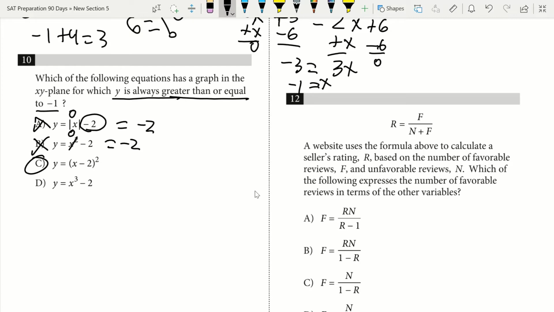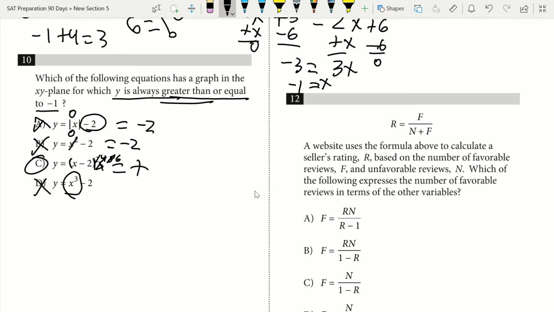Because if we were to look at our graph, since this quantity here is going to get squared, this is going to be a negative number or a positive number, but since it's squared, it's always going to be positive. So it will always be greater than or equal to negative 1 since it is squared, right? Same thing if it was raised to the 4th power or if it was raised to the 8th power or the 6th power. As long as it's raised to an even power, any number raised to an even power is going to be positive. Therefore, it will be greater than or equal to negative 1. So C is going to be our correct answer there.